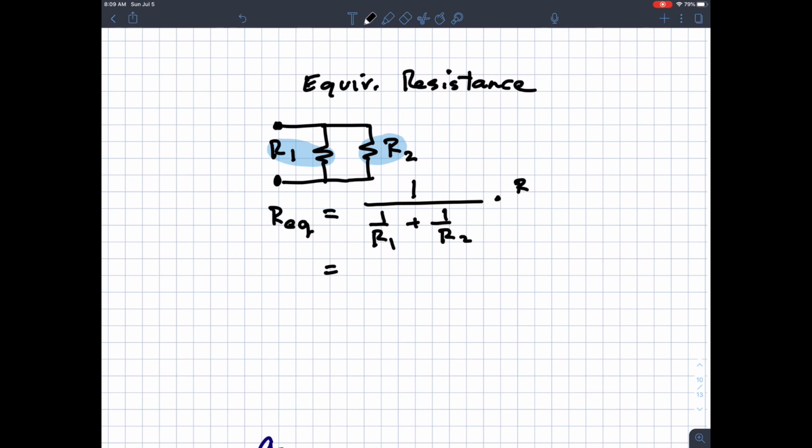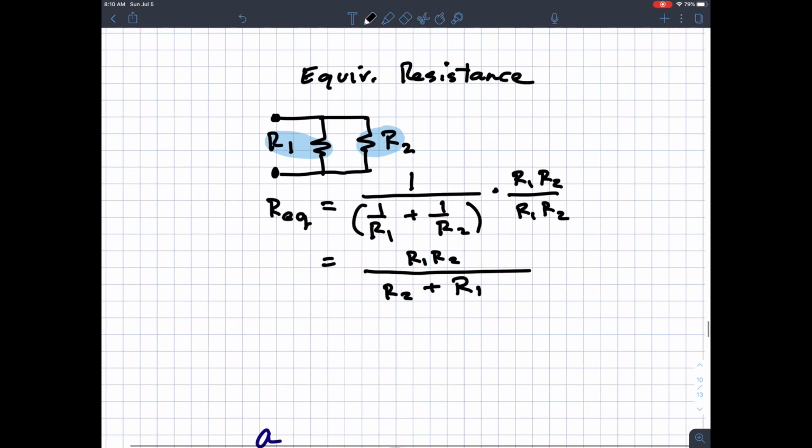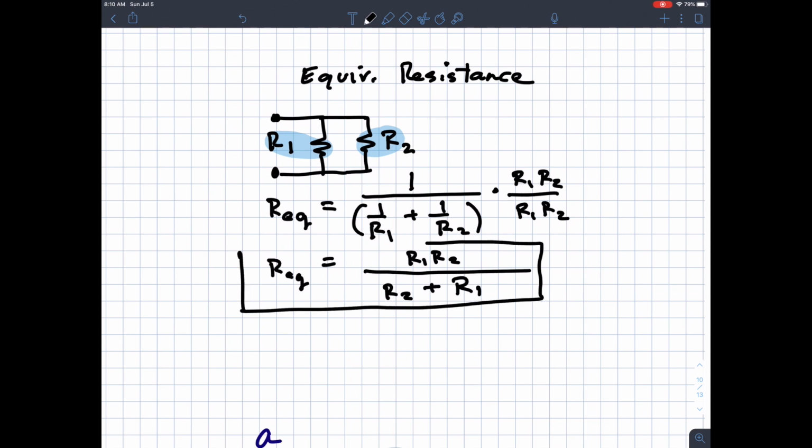If I do a little bit of algebra and multiply top and bottom by R1 R2, then what do I get? I get R1 R2 on the top. And on the bottom, when I distribute across, the R1 cancels on the first term, and I'm left with just R2. And the R2 cancels on the second term, and I'm left with just R1. So it's a quick way of calculating equivalent resistance for two at a time.